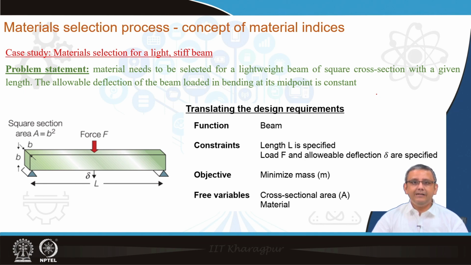What are the free variables? The free variables are the cross sectional area, that means the side length B, and also the choice of material is a free variable. The task is to identify the best material which will give the lowest mass without sacrificing the stiffness of the beam.